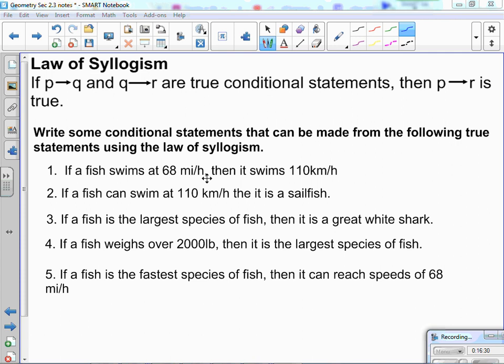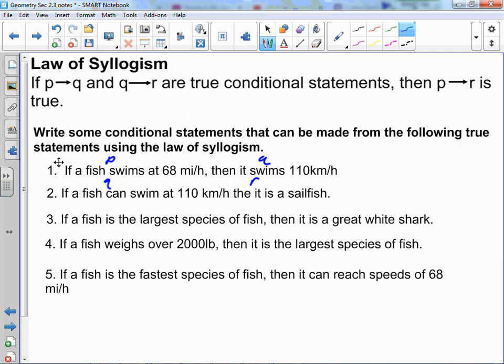If a fish swims at 68 miles per hour, then it swims 110 kilometers per hour. If a fish can swim 110 kilometers per hour, then it is a sailfish. So, in this example, the first statement is P then Q. The second one would be Q then R, because they both say swims at 110 kilometers per hour. So we can make a new statement based on that, which says if P happens, then R happens.